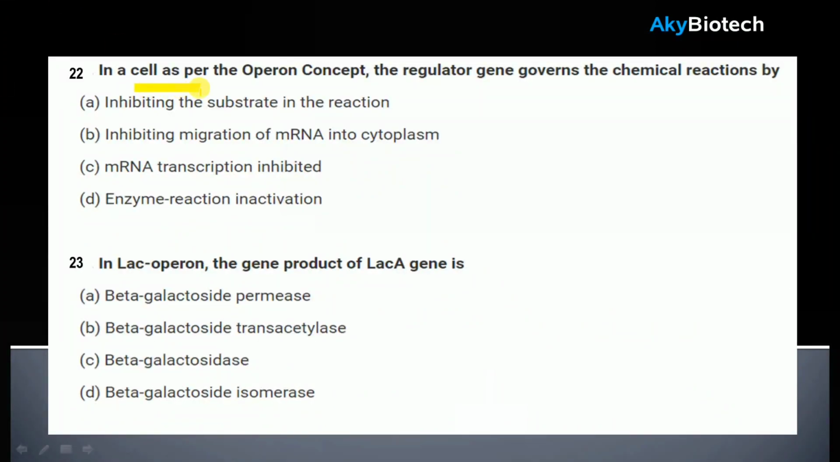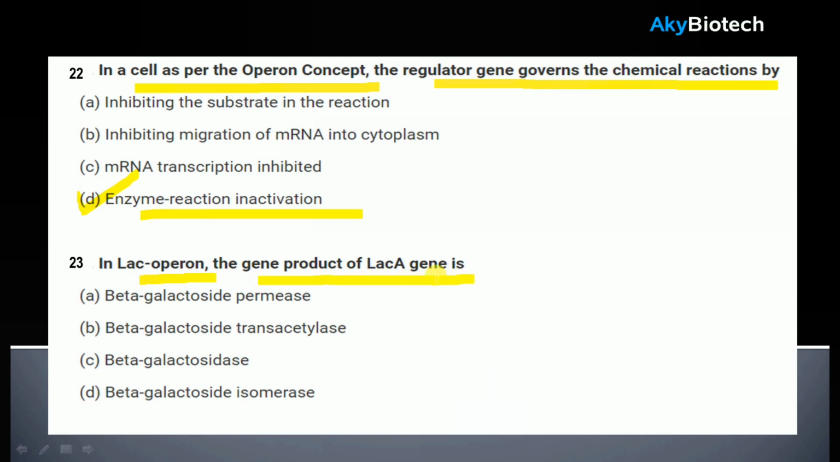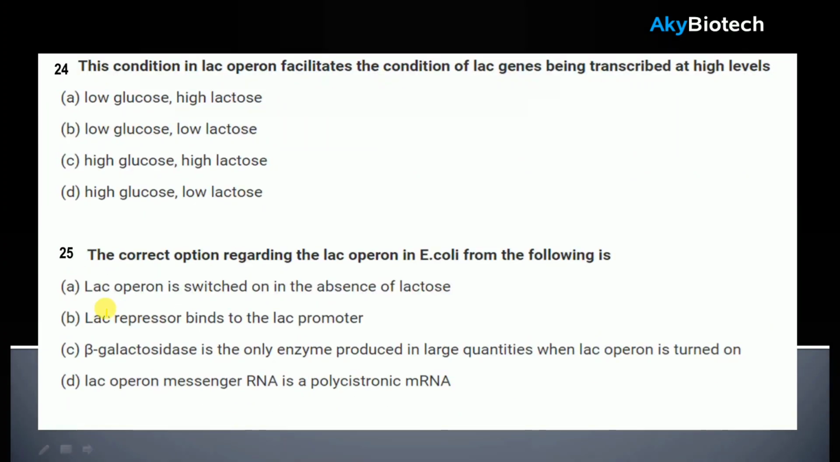22. In a cell, as per the operon concept, the regulator gene governs the chemical reactions by, the correct one is enzyme reaction inactivation. 23. In Lac Operon, the gene product of the Lac A gene is, any guesses? The Lac A gene product is beta-galactoside transacetylase. This one is the correct option.